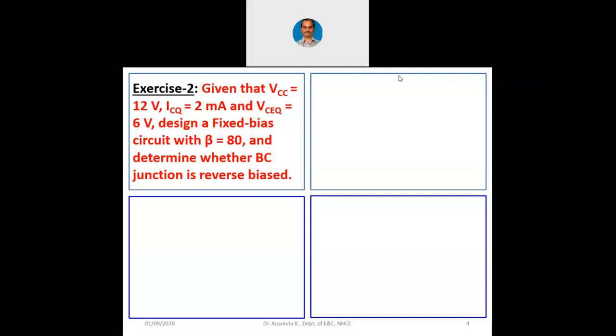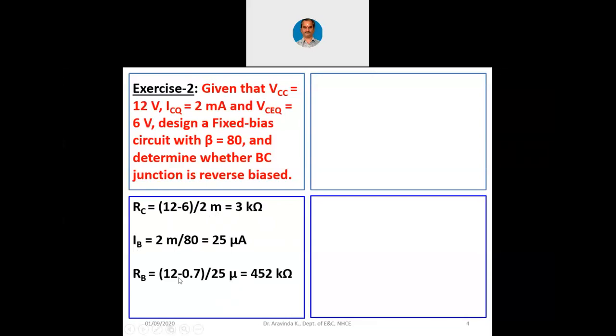Okay, again Sayan has given the answer. RC is 3 kilo ohms. Let me tell the answer. Correct. 12 minus 6 divided by 2 milliampere, RC is 3 kilo ohms. IB, we get 2 milliampere divided by 80, is 25 microampere. So RB is 12 minus 0.7 divided by 25 microampere, which is 452 kilo ohms. Yes, Sayan, your answers are correct.